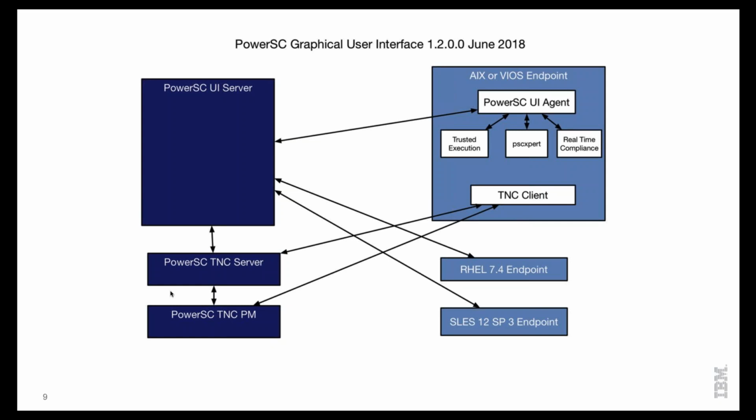And that TNC PM is a NIM server, so it's using NIM. The TNC PM is what connects to the internet to download the service packs, technology levels, and IFixes. Okay, so that's a basic diagram of the topology of PowerSC.